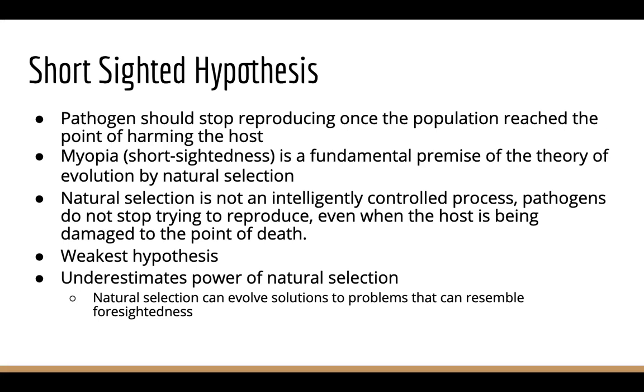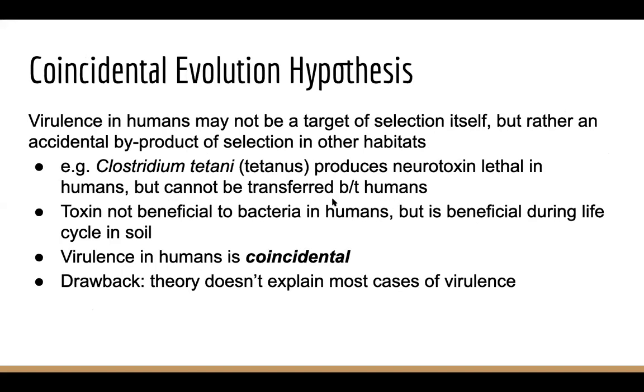Like it says earlier, it's not an intelligently controlled process, because natural selection can evolve solutions to problems which can resemble foresightedness. There is the coincidental evolution hypothesis that states virulence in humans may not be a target of selection itself, but rather an accidental byproduct of selection in other habitats.